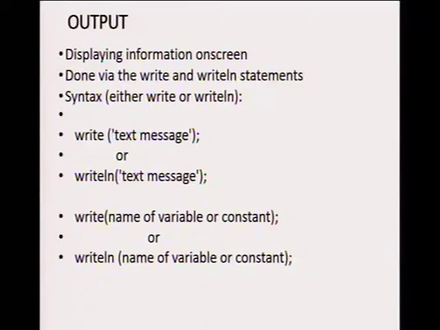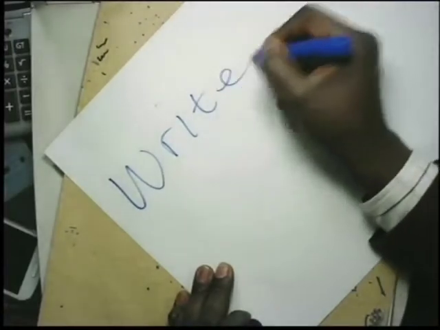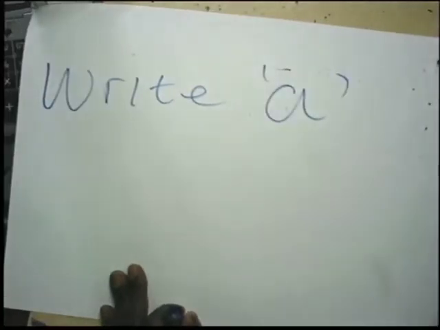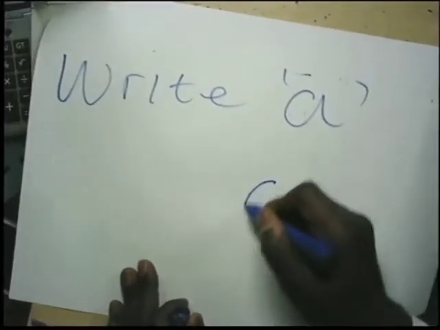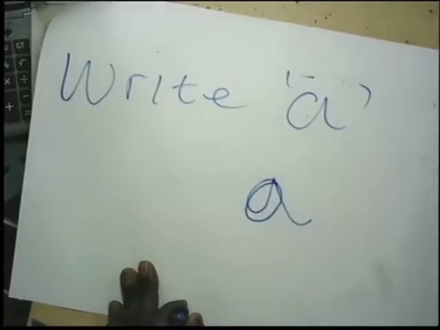Now, if you are going to write your program after your declaration, there are statements you use. Like, for example, a statement that can output an instruction, display an information on the screen, you use the write. Okay? So let me give you a little example of how the write works. If I say write "A" like this with quotes, what the computer will display on the screen is A.